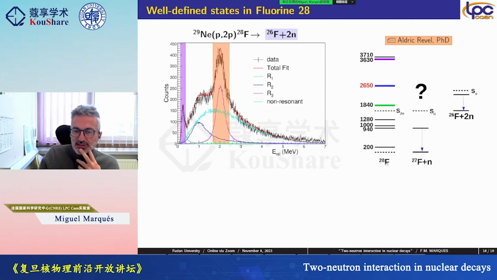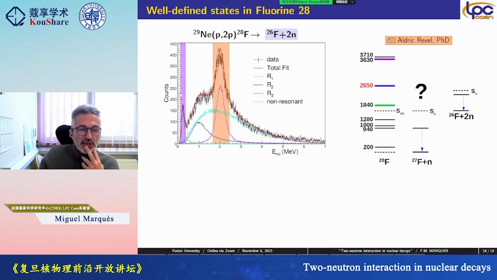So this is fluorine-28. These are 1-neutron unbound systems. These are 2-neutron unbound systems. These three here are the three that we see in the picture. And then the question is, do we go through states in fluorine-27, or do we decay directly to fluorine-26 plus 2 neutrons?